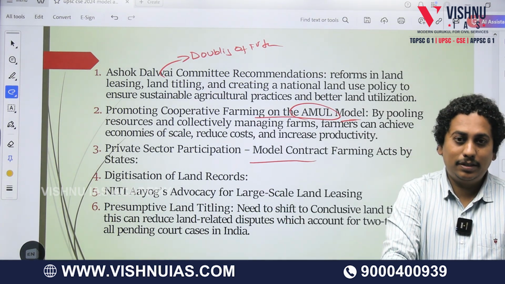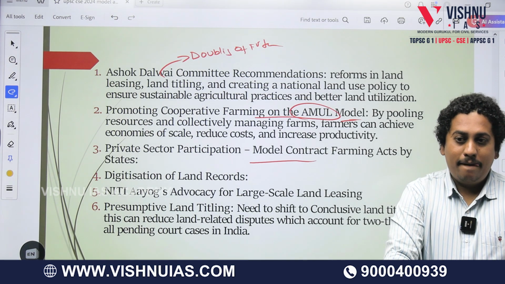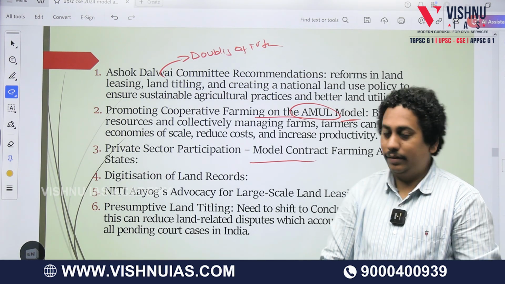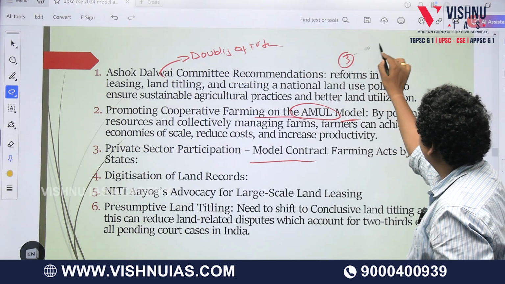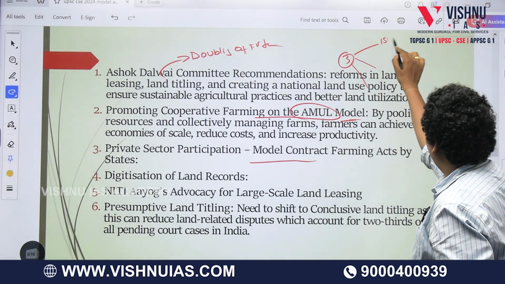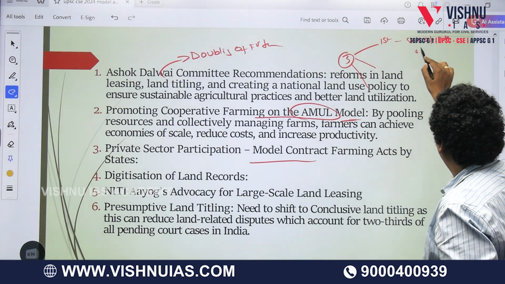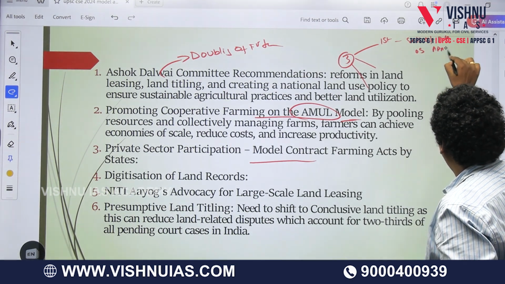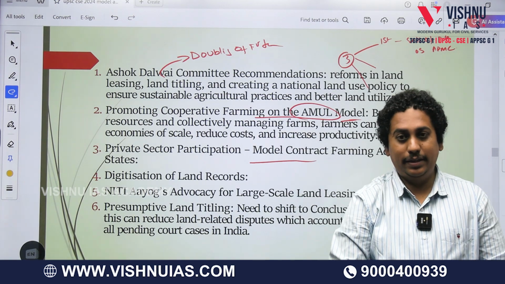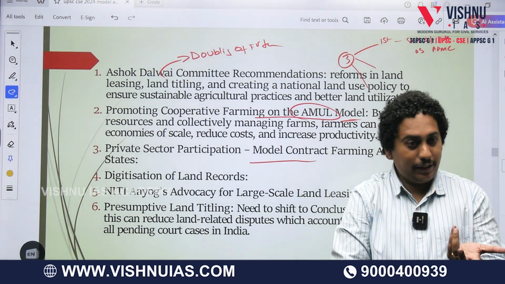What are the 3 farm laws? Though they were repealed, the 3 laws. The first law is supporting selling of the produce outside the APMC mandi. The first law says you can sell the produce outside the APMC mandi.